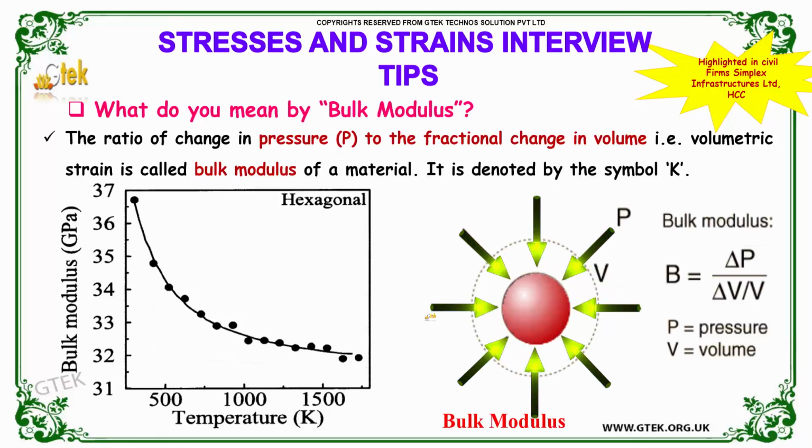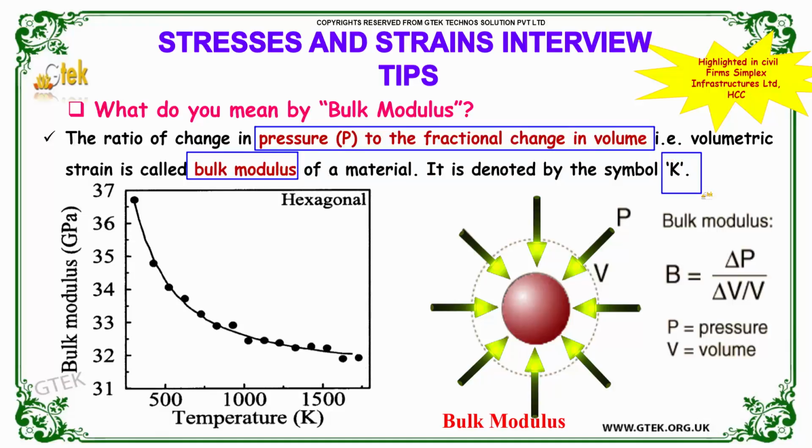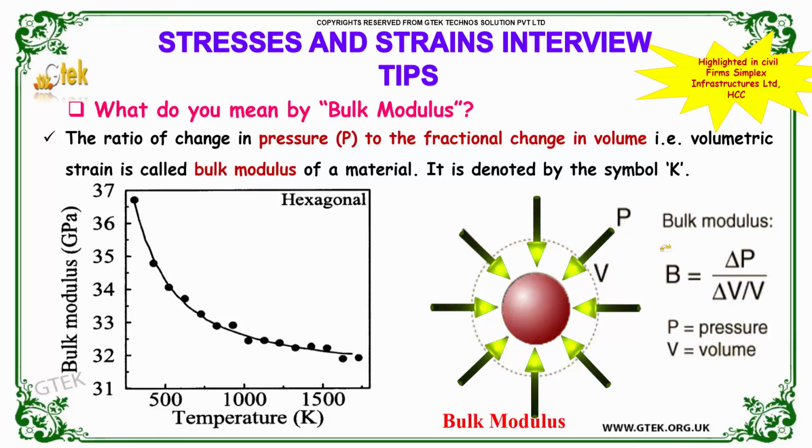Our next question is: what do you mean by bulk modulus? The ratio of change in pressure to the fractional change in volume, that is your volumetric strain, is called the bulk modulus of a material. It is denoted by the symbol K. So your bulk modulus is the ratio of change in pressure to the fractional change in volume.